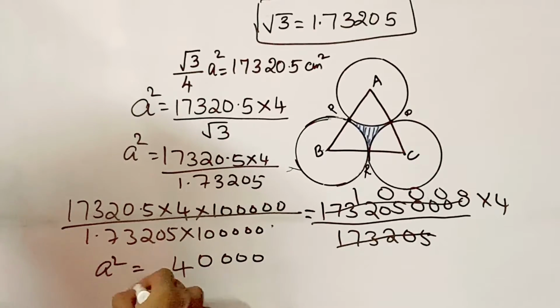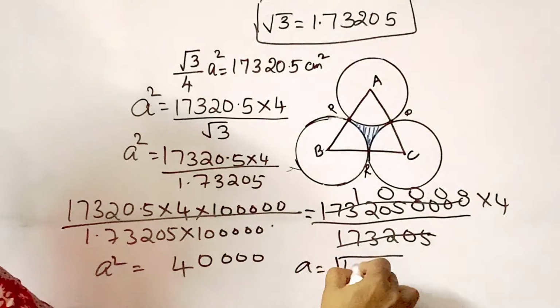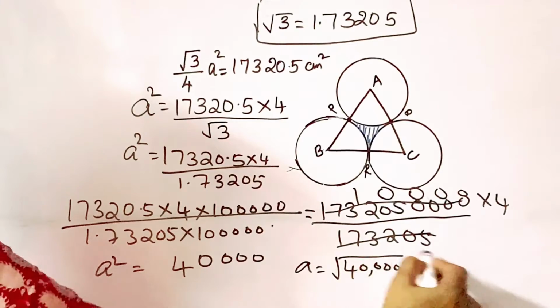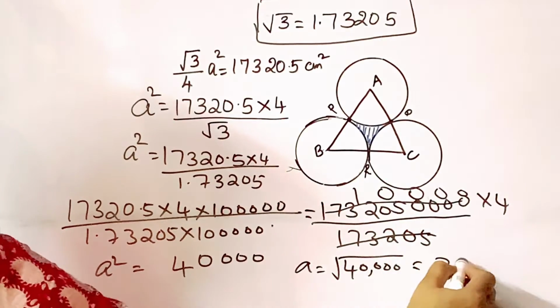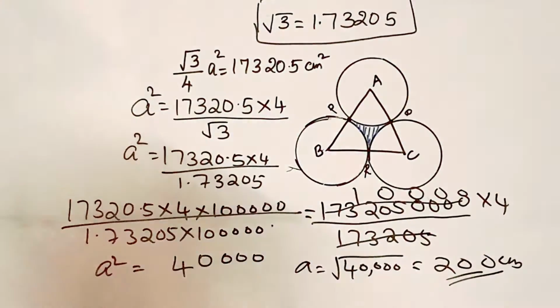So what will be a? a is root of 40,000. What is root of 40,000? Root of 4 is 2, then 200. 200 centimeter is the length of the side.